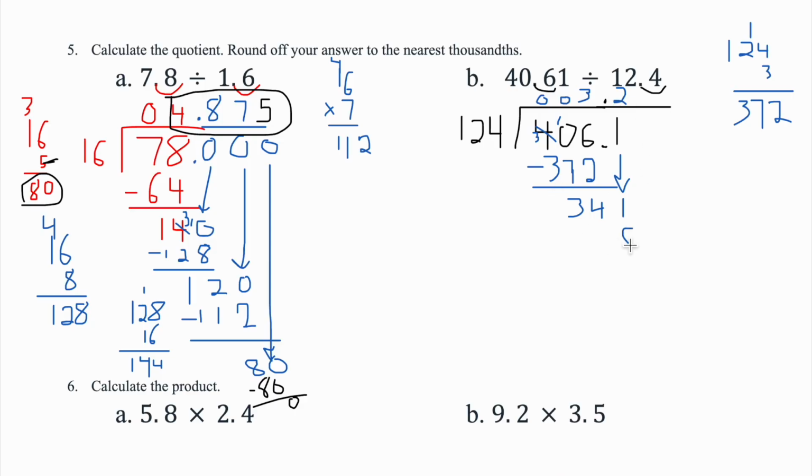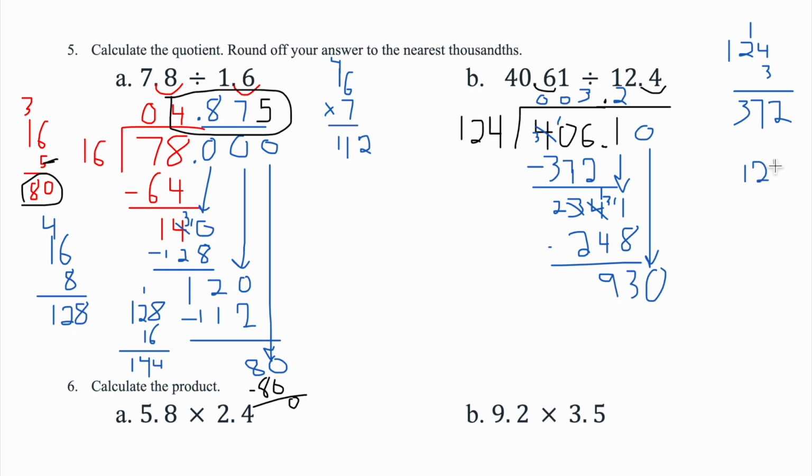2 times 4 is 8. 2 times 2 is 4. 2 times 1 is 2. Subtract. Gotta borrow. Gotta borrow. 13 minus 4 is 9. Put a 0. Drop that down and borrow. Or not borrow yet. We're going to think about 930.